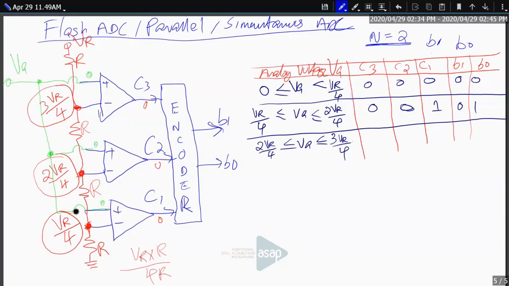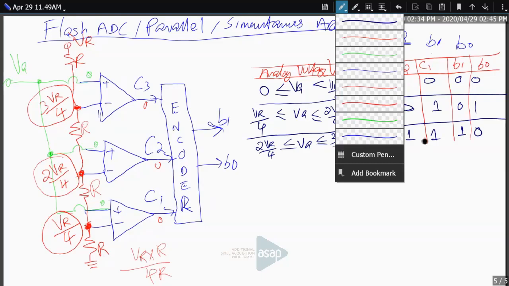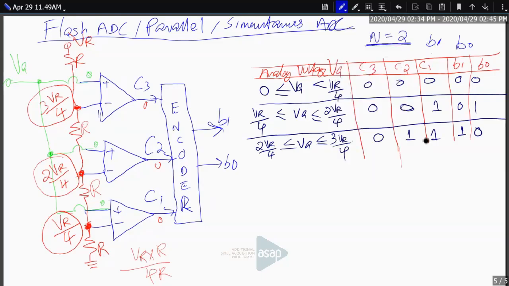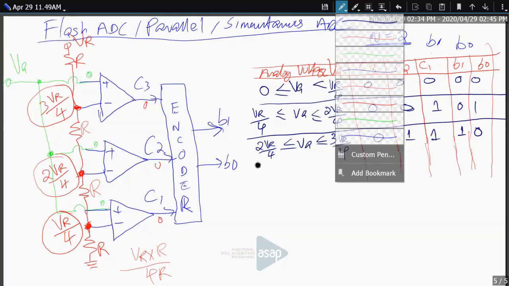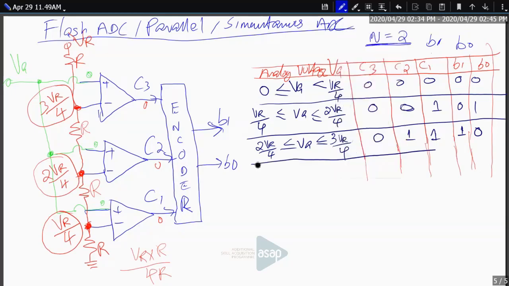If you analyze the system like this, suppose the input voltage magnitude VA is between 0 and less than VR by 4. This means all the comparators can only produce 0, 0, 0, because for the first comparator the inverting terminal voltage is VR by 4. Naturally, all of them are 0, 0, 0. At that time, the output will be 0, 0.